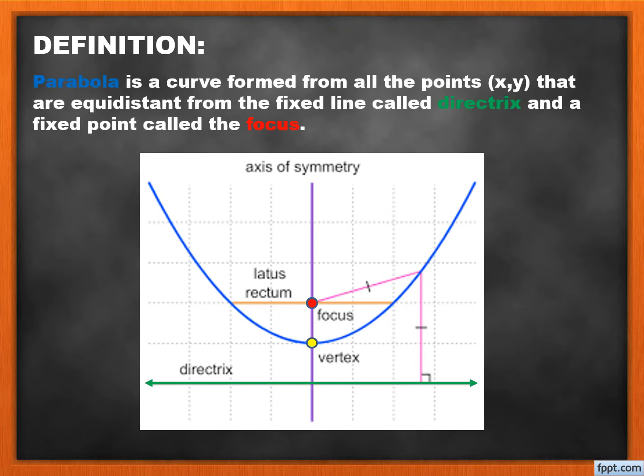Parabola is a curve formed from all the points x, y that are equidistant from the fixed line called the directrix and a fixed point called the focus. In our figure, the blue curve is our parabola, the green line is our directrix, and the red point is our focus.